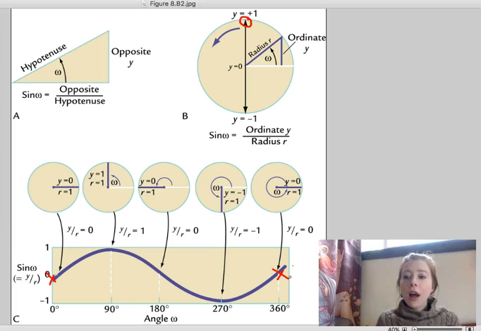Now, on the x-axis here, we're looking at angular velocity, which is represented by omega. That W-looking thing is the Greek letter for omega. And you also see that the axis goes from 0 to 360 degrees. Now, looking at a circle, if you can remember from geometry, there's 360 degrees in a circle.